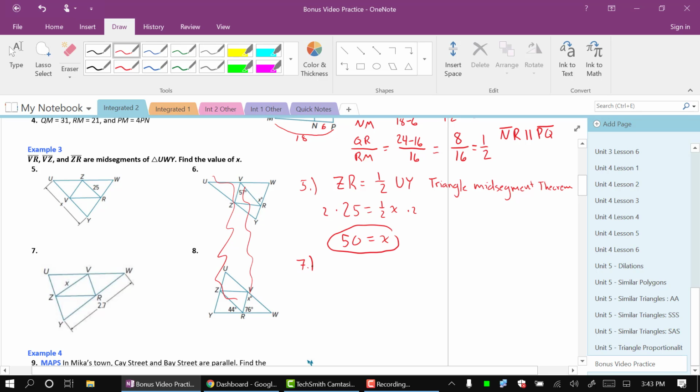Let's take a look at number 7. With number 7, I have that YW equals 2.7, and I have that ZV equals X. So ZV equals 1/2 YW. Triangle mid-segment theorem. Plug in what we know. We know what YW is. That's going to be 2.7. So 1/2 times 2.7. We don't know what ZV is. That's our X. So if we take half of 2.7, we end up getting 1.35.